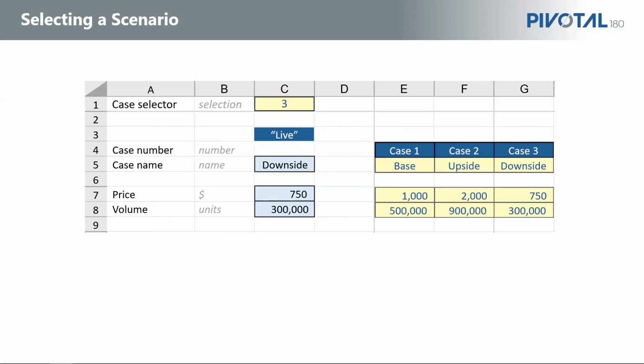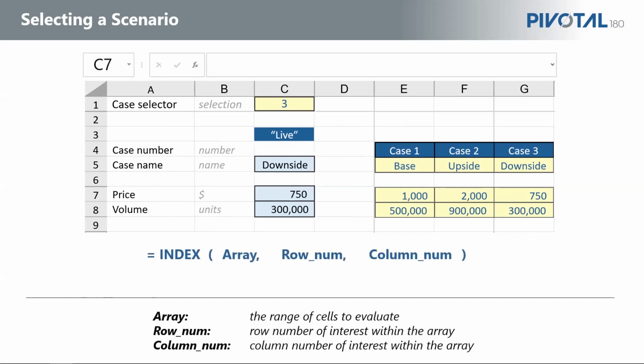So the big question would be, how do we do it? What's the function that you use in Excel? And so for this, let's focus on the formula that we would put into cell C7, which is the place that currently is specifying the $750 price per unit that is reflective of our downside case. So the function that we will use is a function called INDEX.